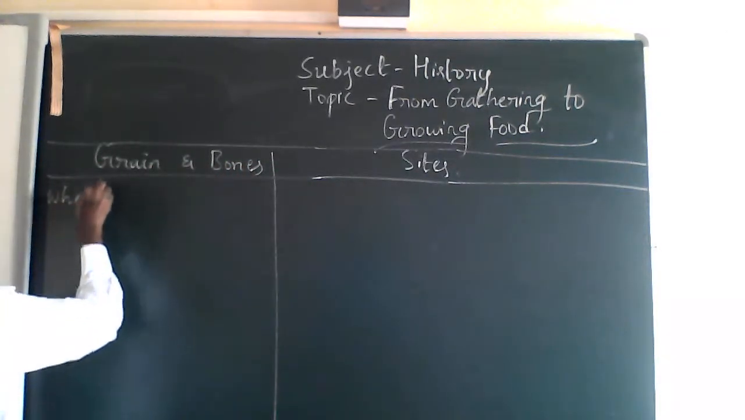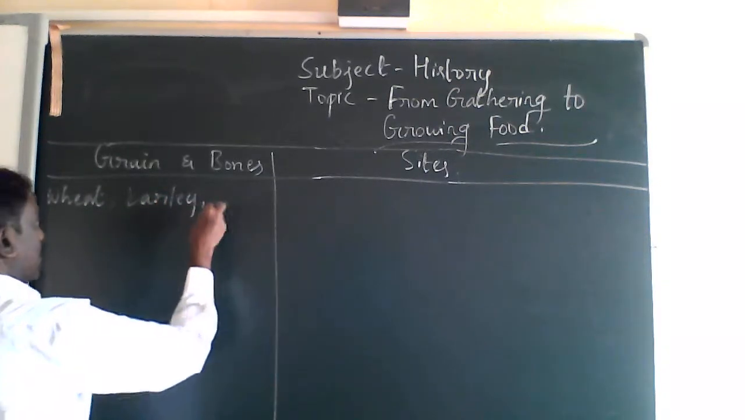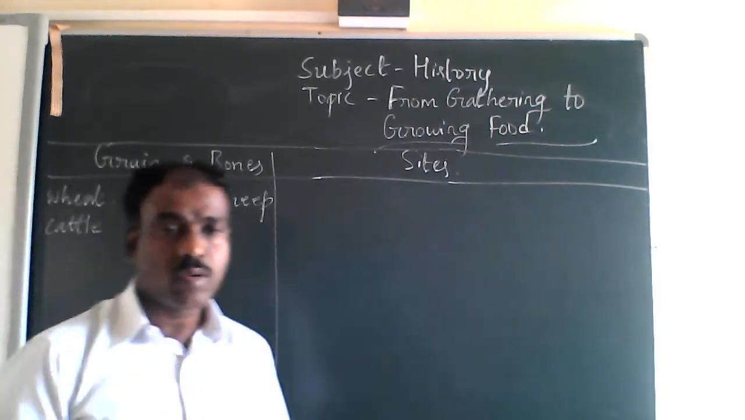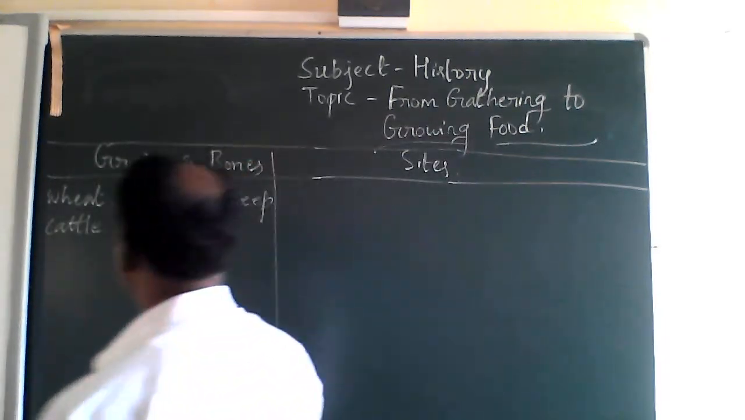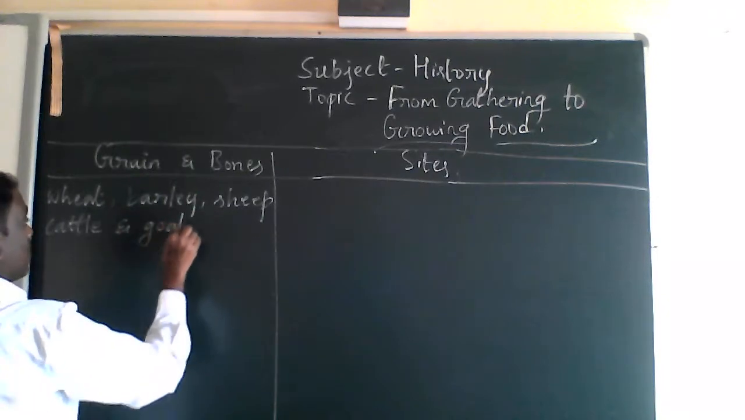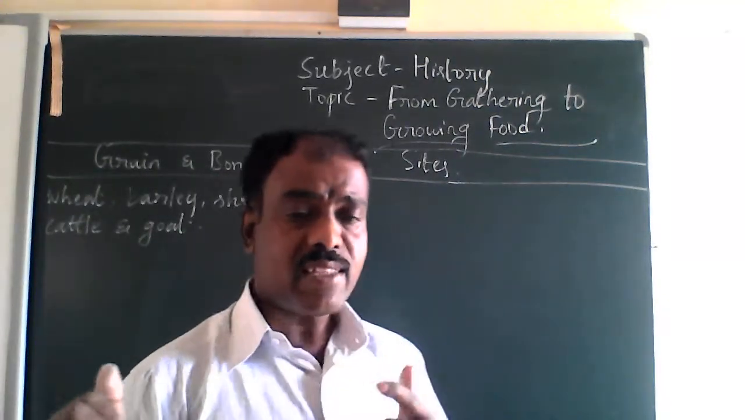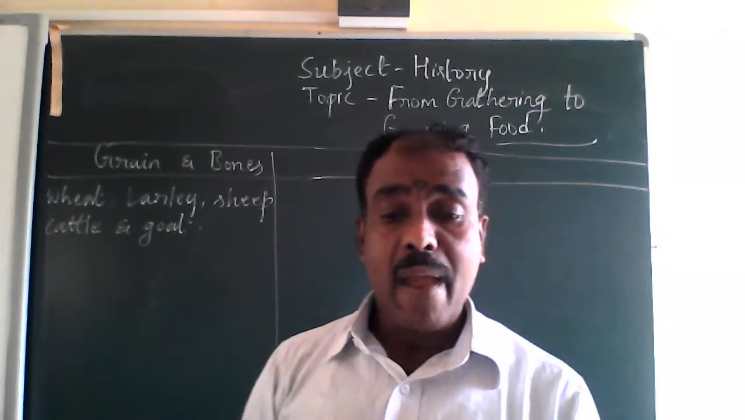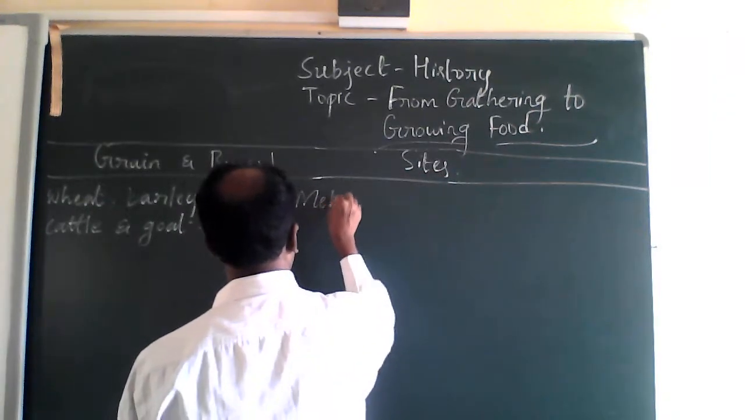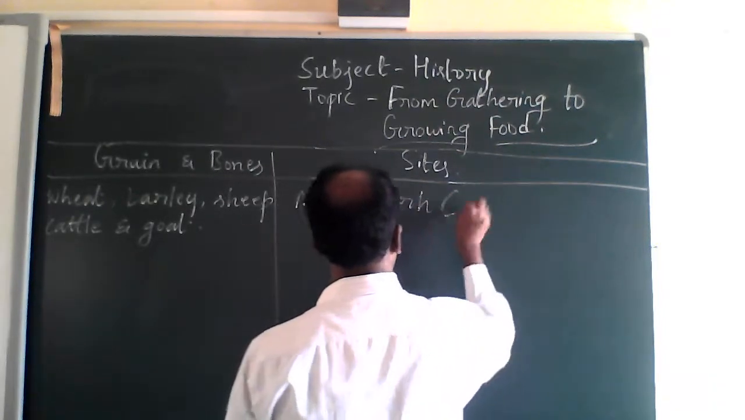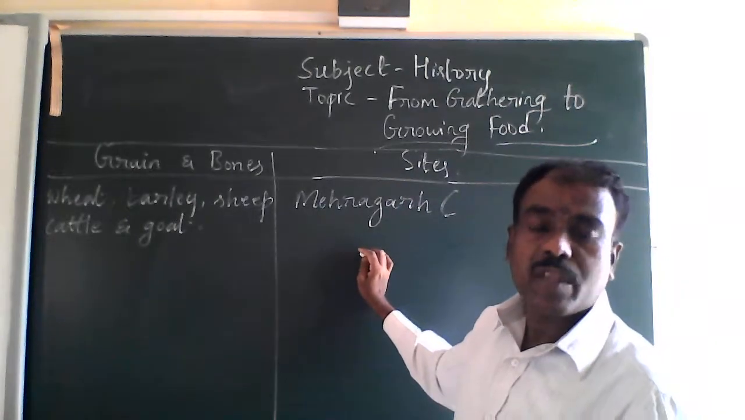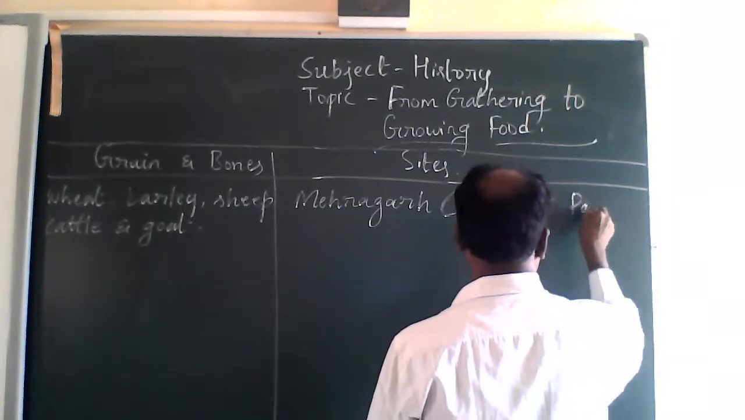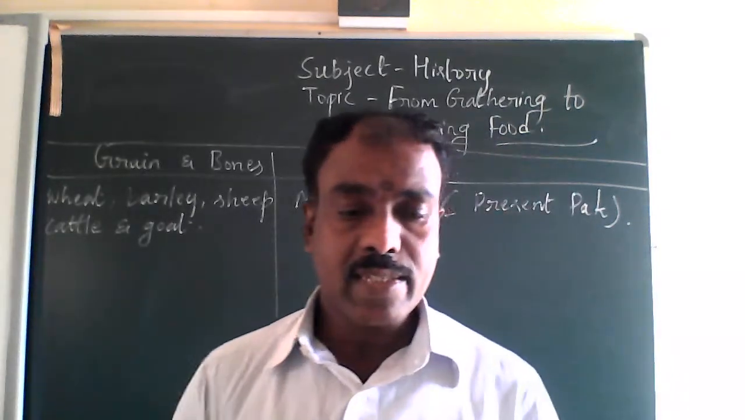Wheat, barley, sheep, cattle, and goat. So these foods and these animals, the sheep, goat, and cattle bones, were found in Mehrgarh. Mehrgarh was one of the sites in present-day Pakistan.